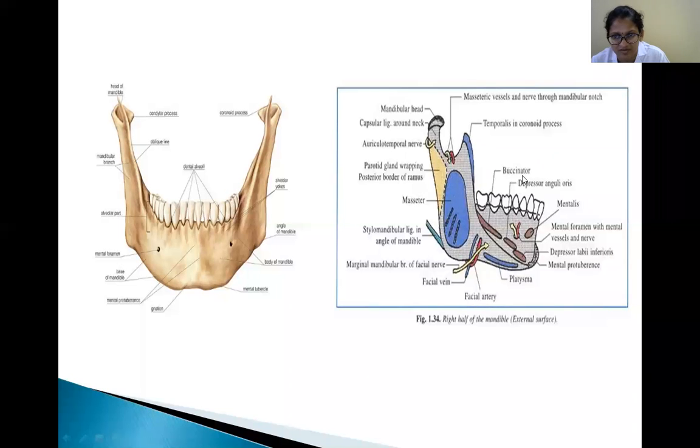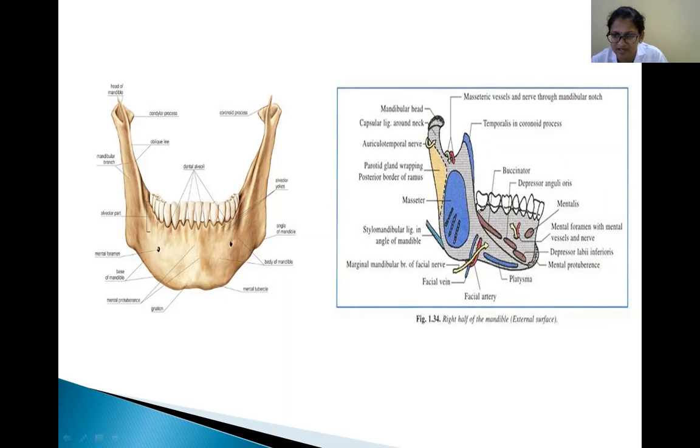gives attachment for the depressor anguli oris. And next, towards the ramus, just behind the third molar tooth, it gives attachment for the buccinator muscle. These are the three muscles attached to the oblique line: in front, the depressor labii inferioris, next behind it the depressor anguli oris, and next behind that the buccinator muscle.